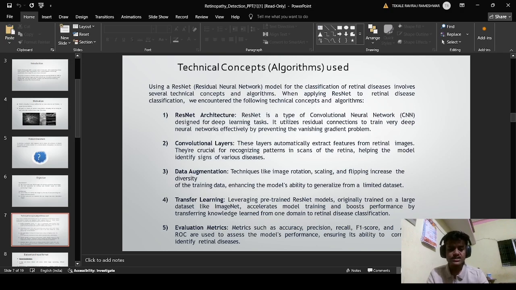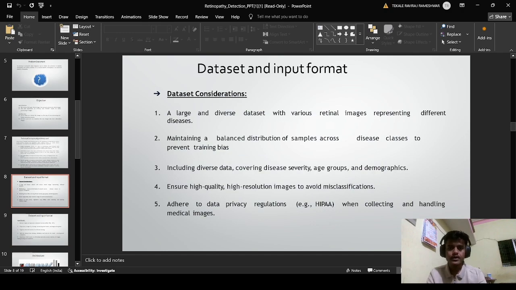Evaluation metrics show the actual performance of our project. We use accuracy for overall correctness, and precision and recall for detecting DR correctly without false alarms. F1 score gives the balance between precision and recall. AUC-ROC measures the performance across all thresholds. By combining these powerful techniques, our system achieves high accuracy while being efficient and scalable. In the next slide we will learn about the dataset and the input formats.